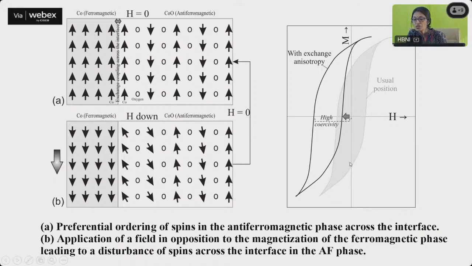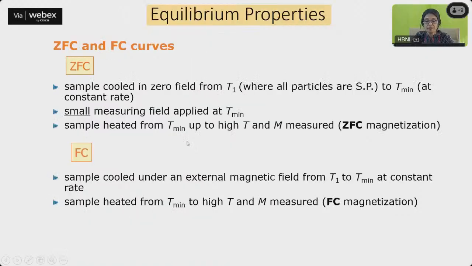So the usual position of your MH curve is like this. Whenever there is going to be an exchange anisotropy, which you will definitely find in hybrid materials where one layer is ferromagnetic and the adjacent layer is antiferromagnetic, you will find that the MH loop is going to shift and you will have a much higher coercivity. So this is known as exchange coupling.